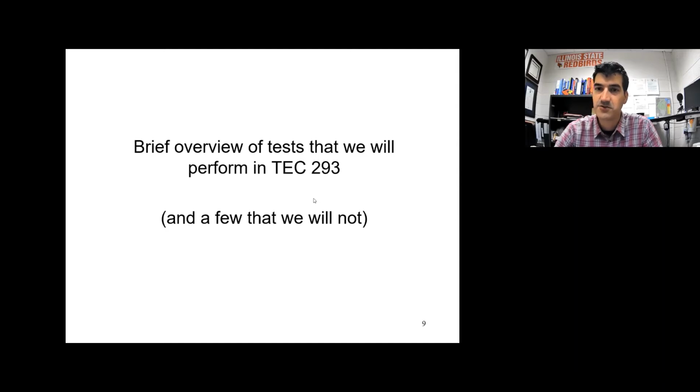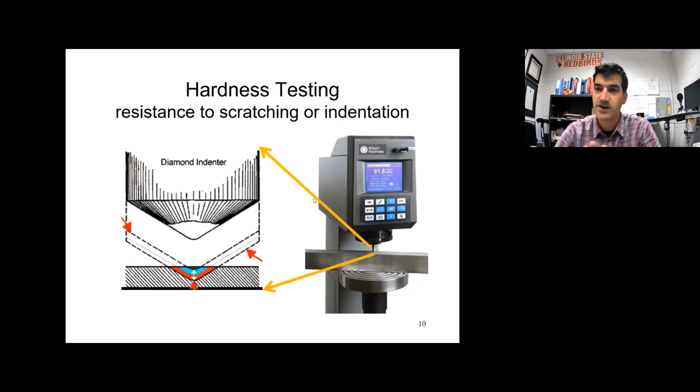All right, here is an overview of some of the tests that we will do in TEC 293, and there are a couple at the end that I wanted to include because they're important, even though we don't have time to do them in TEC 293. So the first one is Lab 3, and that's hardness testing. This is the first in-person lab in the class. The plan is that everyone will come in small groups while maintaining social distancing. We're going to do this hardness testing with a Rockwell automatic hardness tester.